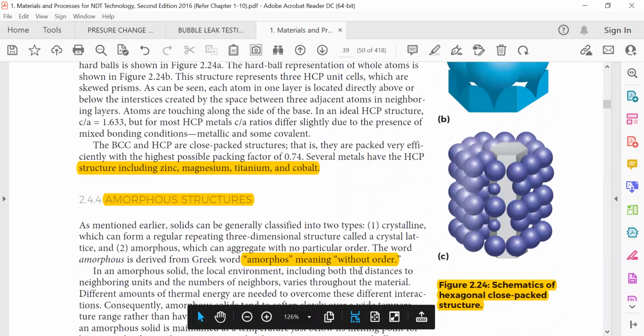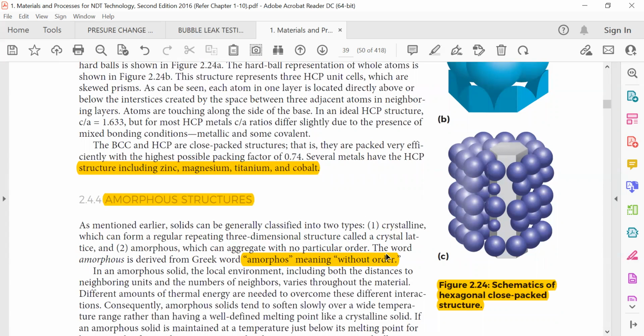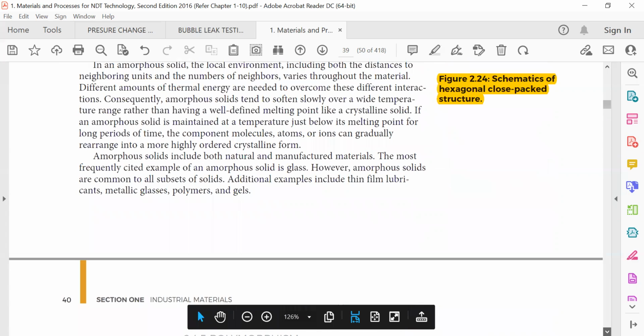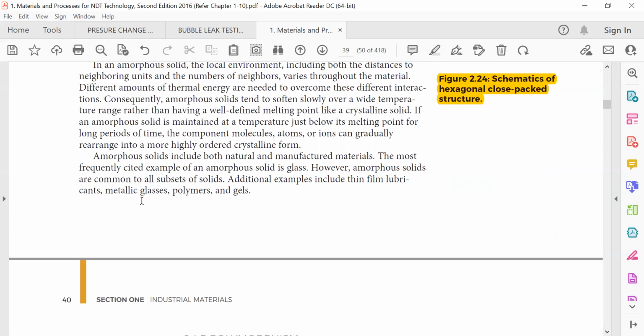Amorphous means without order. Crystalline materials form a regular repeating three-dimensional structure called a crystal lattice. Amorphous materials can aggregate with no particular order. Examples are thin films of lubricant, metallic glasses, polymers, and gels.